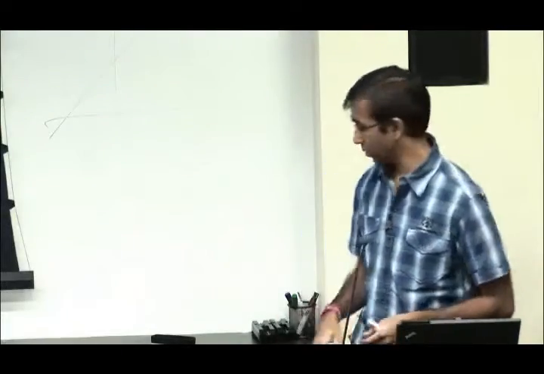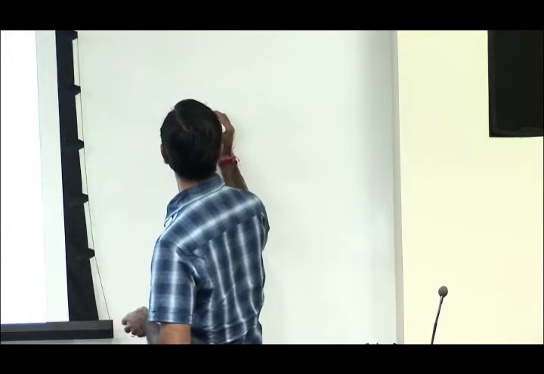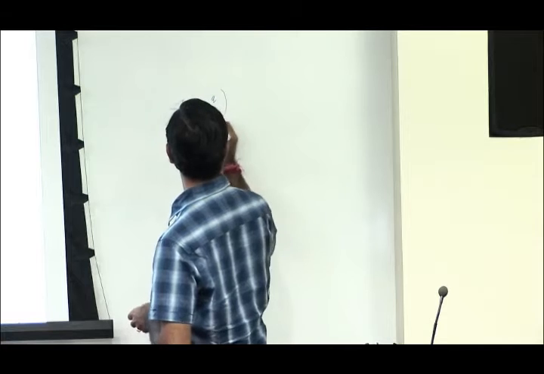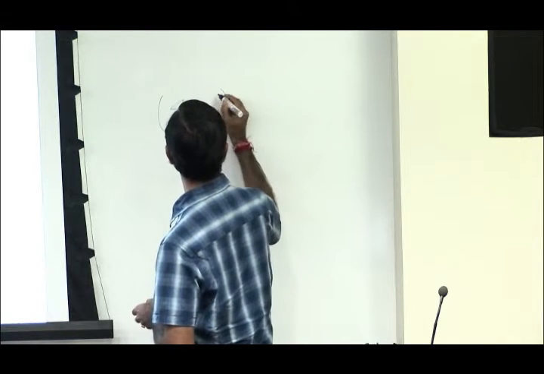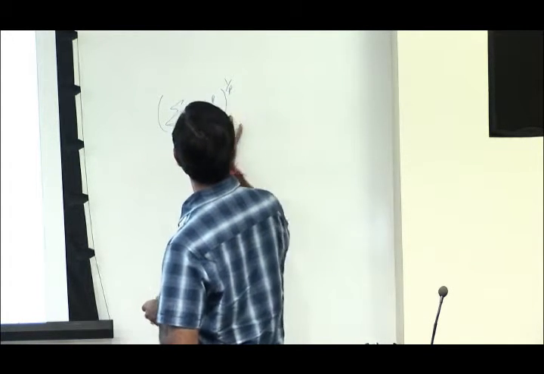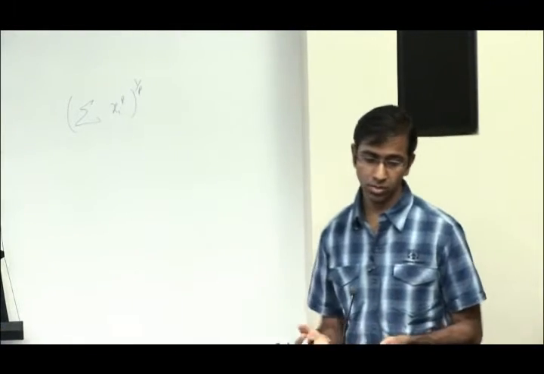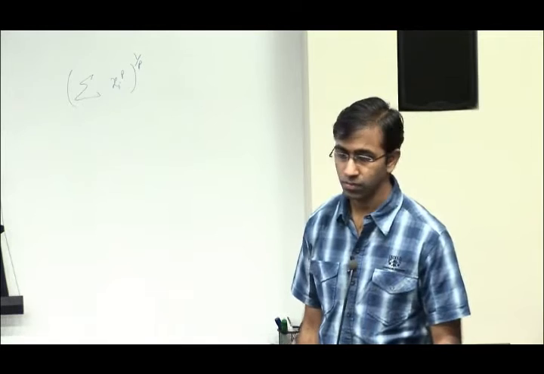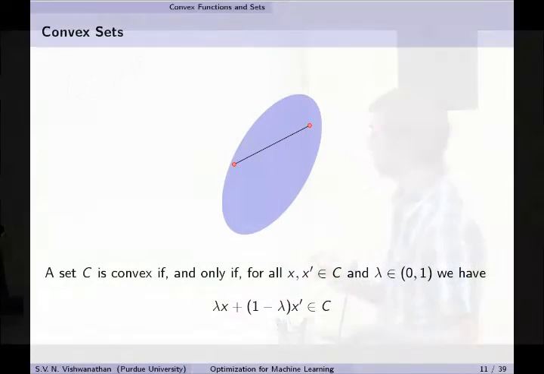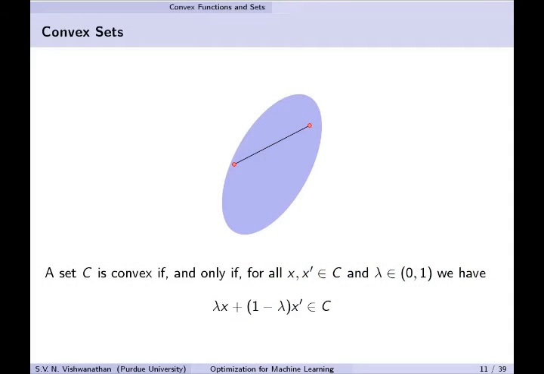Lp norm, if you recall, is defined by... It is convex. In fact, by definition, norms themselves are convex. Okay, so now let's move on to convex sets. Here we were just talking about convex functions. Now we will talk about convex sets.